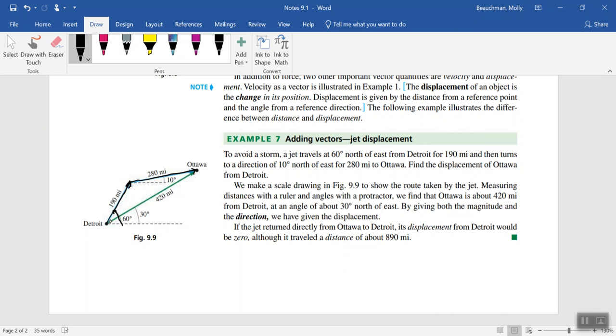So displacement is this green. It's adding the two vectors together, and displacement is the green. So if you make a scale drawing and then measure distances with rulers and angles, we find that Ottawa is about 420 miles from Detroit, so that resultant vector is 420 miles, and an angle of about 30 degrees north of east. So we'll take a look at this using trigonometry later. I just wanted an example so you can see where the drawings are used. So by giving both magnitude and direction, we've given the displacement.